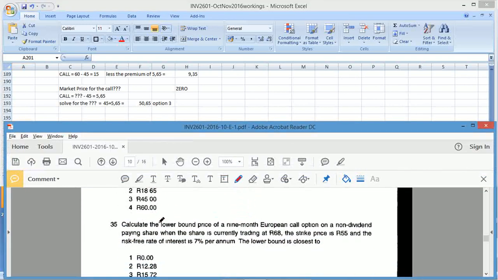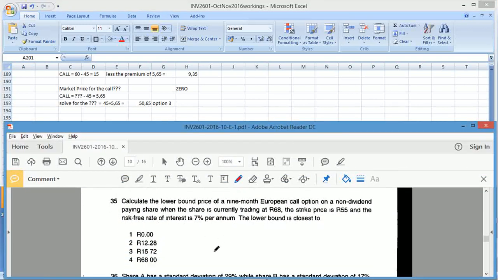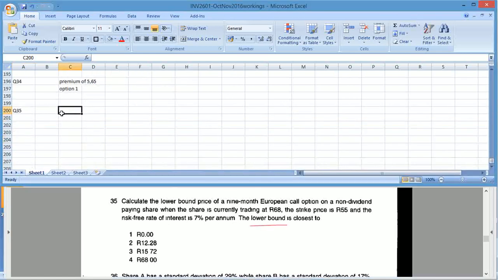Okay, question 35. Calculate the lower bound price of a 9-month European call option on a non-dividend paying share, where the share is currently trading at that, with the strike price of that, and interest rate. The lower bound is closest to. Okay, this is very specific. They're asking about lower bound and upper bound. Okay, so we need to refer to the textbook here.